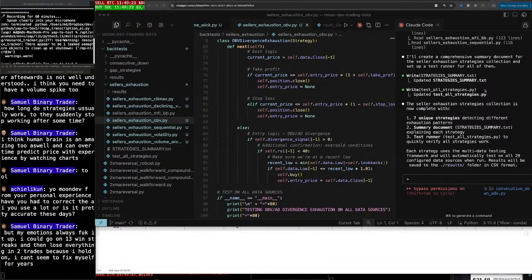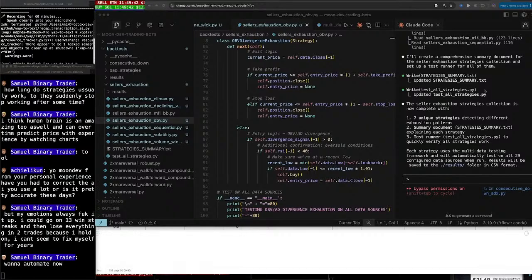You can't stare at the screen for 24 hours a day. My emotions always mess it up. There you go. So that's how I was as well. I could go on a 13 win streak and then lose everything in 2 trades. I want to automate now.